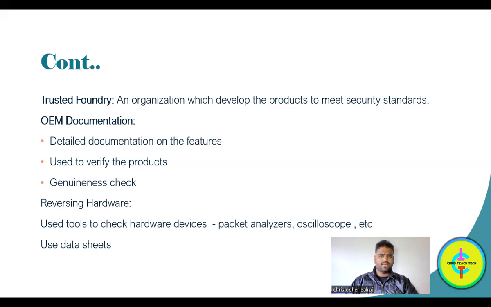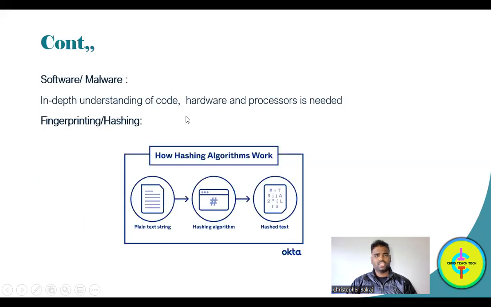Now I can check using some hardware tools. I can use an oscilloscope and check how much voltage fluctuation it has. If you research on Google or in the OEM documentation, and it shows the fluctuation should range from 4 volts to 5 volts, but your device is fluctuating from 8 volts to 9 volts, obviously some of the parts in that device might be counterfeit. In that way, we can check whether the hardware is reverse engineered or not.